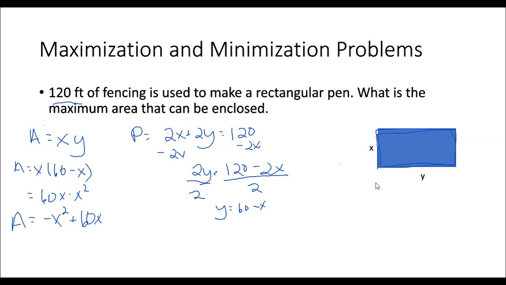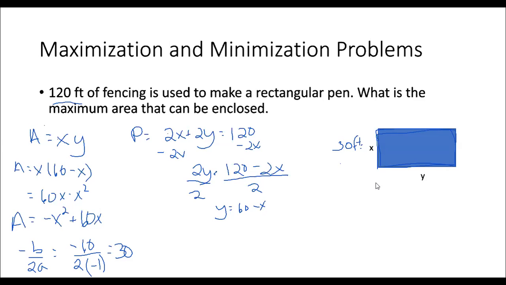Now we want to find the maximum area. Here our a is -1, so it's going to be a downward facing parabola, and we need to find the maximum of that. Our x coordinate is -b divided by 2a. So this is -60 divided by 2 times a, which is -1. This is equal to 30. So our x here is 30 feet.